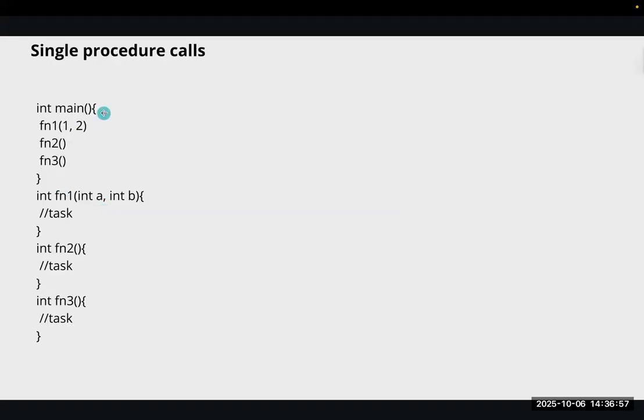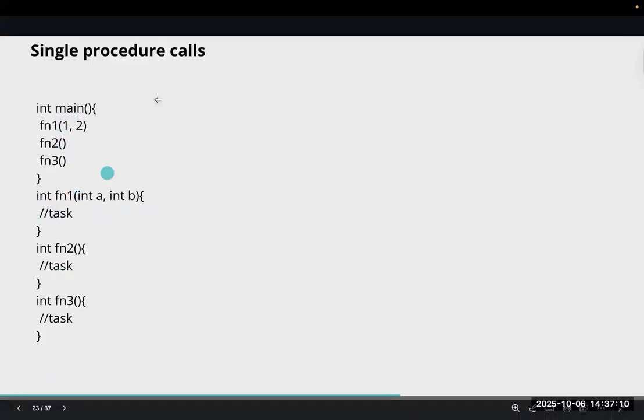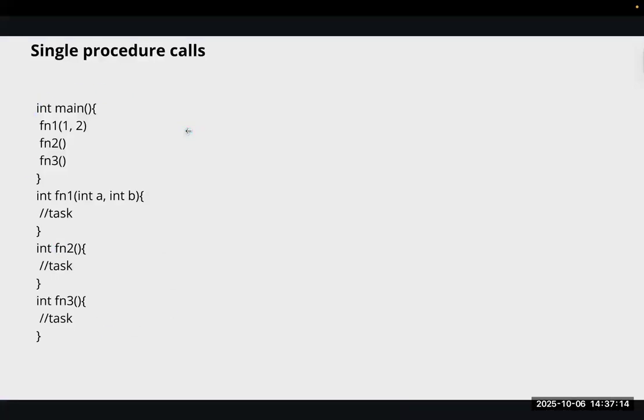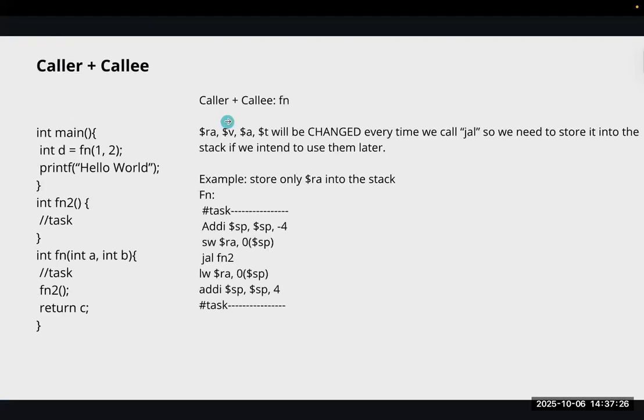Yeah, so we have function 1, function 2. We are calling it with arguments 1 and 2. Here's your function 1, f1, a, b, some task, and then function 2, function 3. In all of this code, one thing that's happening is nothing is being called inside a function. Every function is being called once, and that too separately. No function is being called in another function. That's what we call single procedure calls.